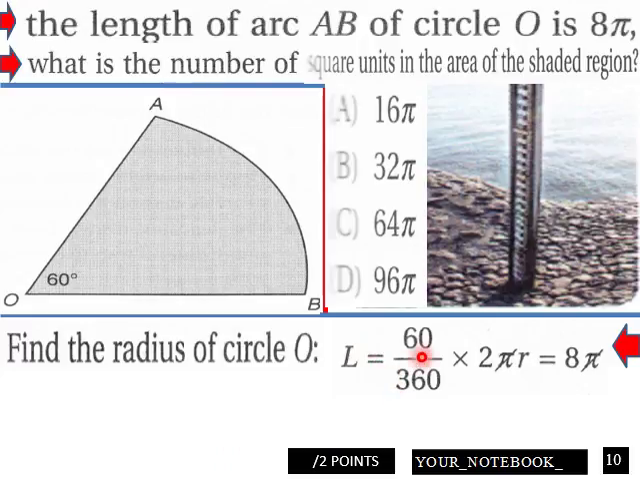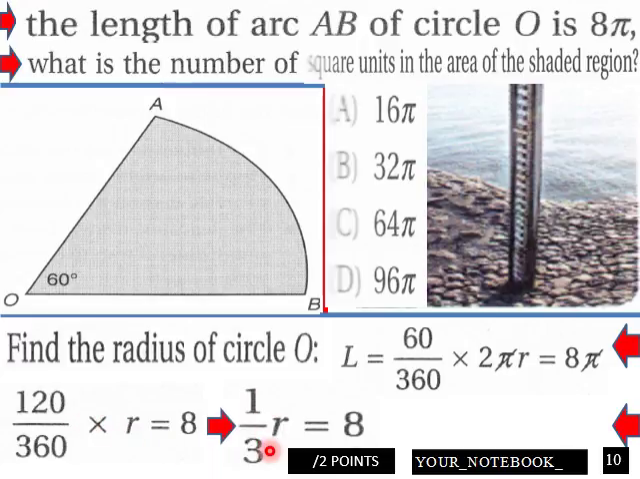So the length of the arc would be 60 over 360 times 2 pi r, which would equal 8 pi. So 120 over 360 times pi r would equal 8 pi. So 1/3 of r would equal 8. So r would equal 24 in this situation.